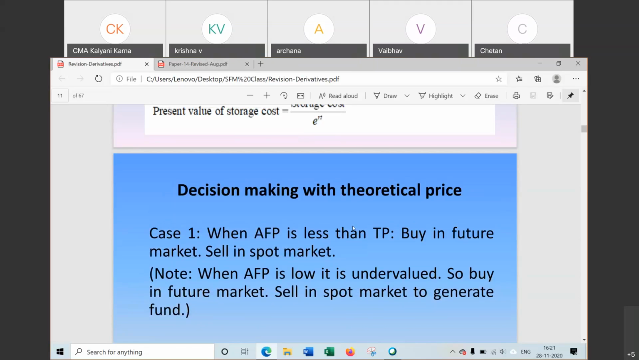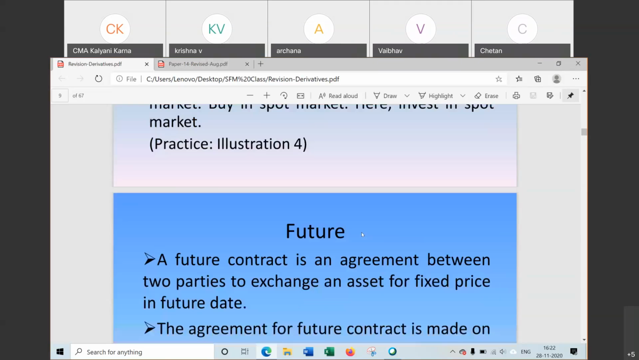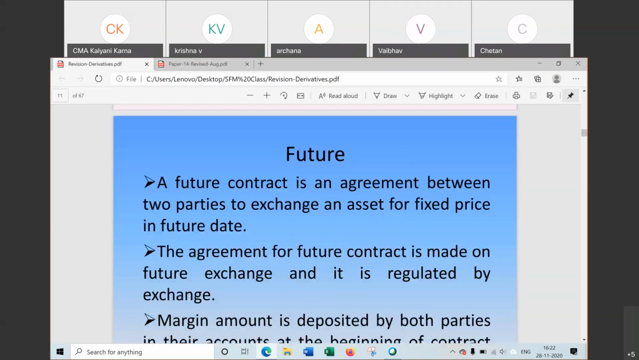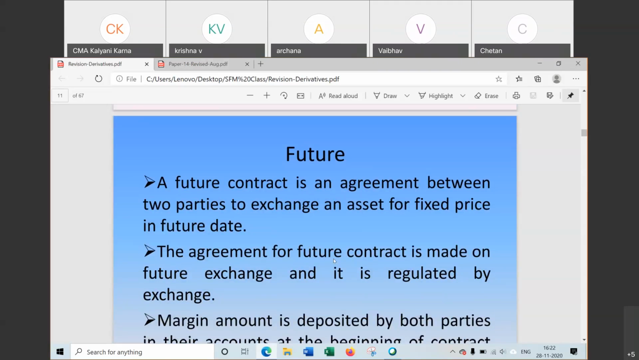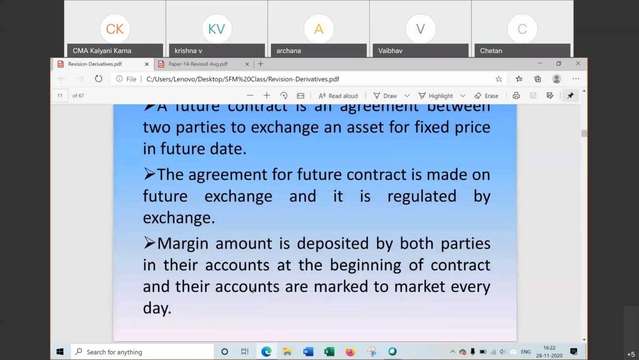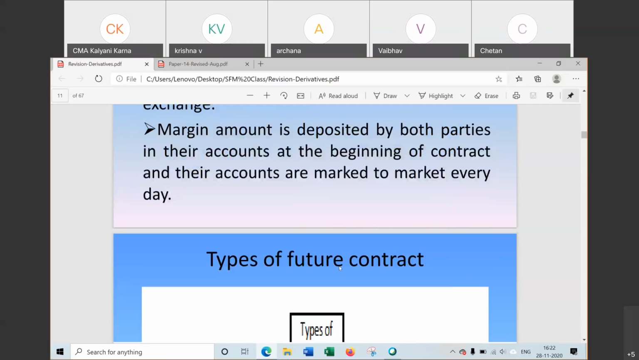This is about the basic concept of forward and future. Now next one, future agreement, future contract. So the difference between forward and future: a future contract is traded with the help of an exchange, that is, it is regulated by the exchange. A margin account is required to be deposited by both parties. Both buyer and seller will deposit margin.